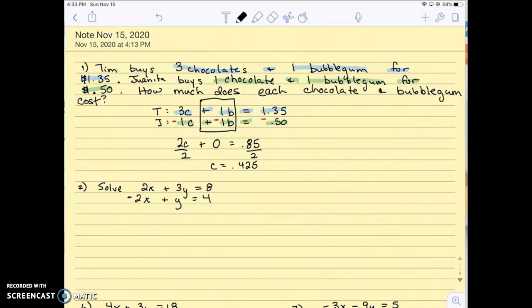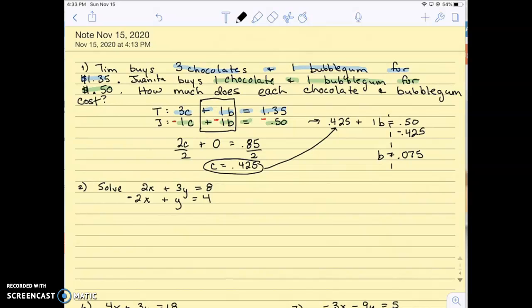Okay, so if chocolate is 42.5 cents, what we're going to do is we're going to say 0.425 plus 1 bubble gum is 50 cents. See, I just substituted. That's all I did, is I substituted C in for 1 chocolate. And then we're just going to solve. So I'm going to subtract 0.425 from both sides, and that's 0.075. So bubblegum is cheap, 7.5 cents.